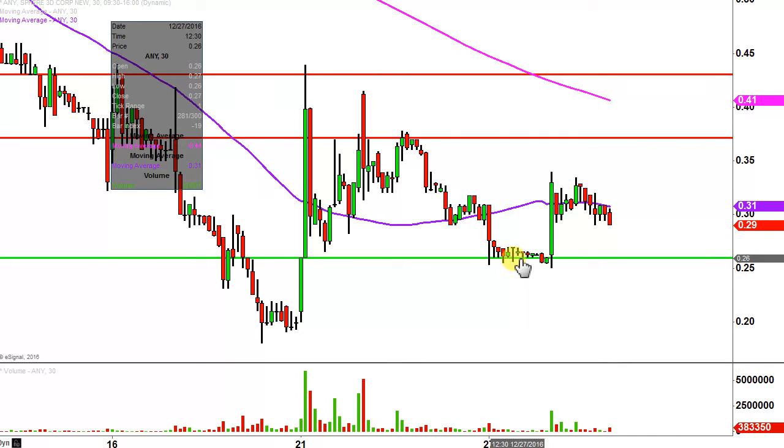That 25, 26 cent area has been tested. It did hold, and that's a good sign so far. Still work to be done, but in the right direction. In terms of work to be done, not only does the price need to continue to hold above that region that we've been talking about, but it also needs to break above levels of resistance, those levels being at 37 cents, and then that 200 period simple moving average, which is that pink line there.